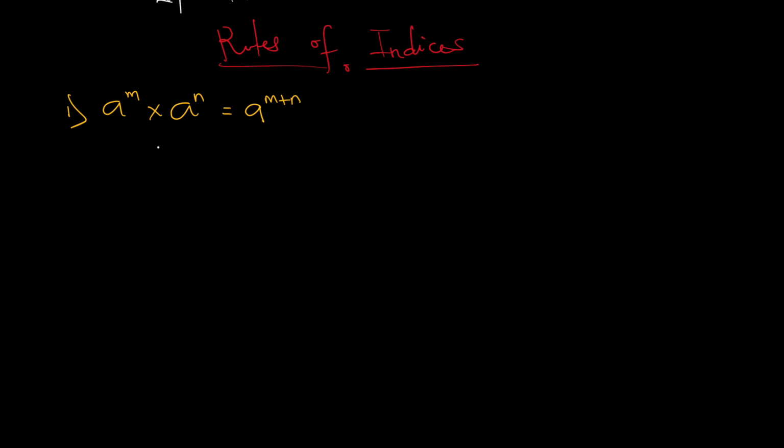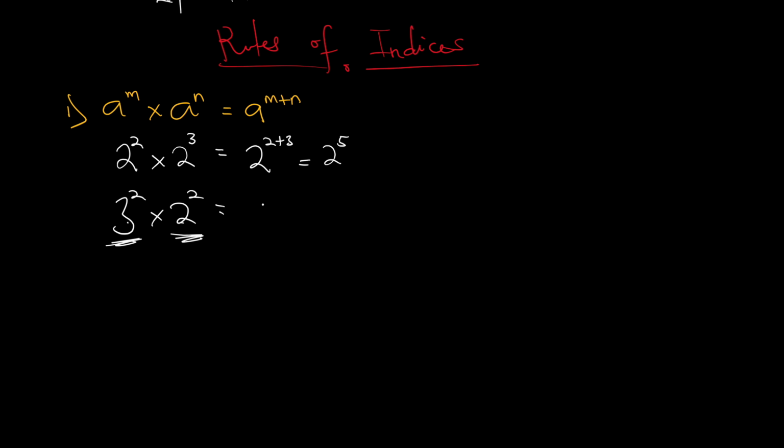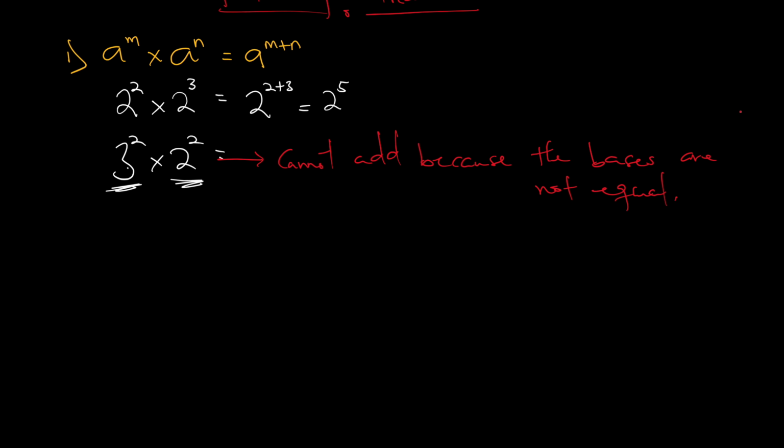This means that if you have 2 raised to the power 2 times 2 raised to the power 3, this will be equal to 2 raised to the power 2 plus 3. And that is equal to 2 raised to the power 5. If we have 3 raised to the power 2 times 2 raised to the power 2, we can't add the exponents because the bases are not the same. Over here, the base is 3, and over here, the base is 2. So for this, we cannot add because the bases are not equal. So that's for rule 1.